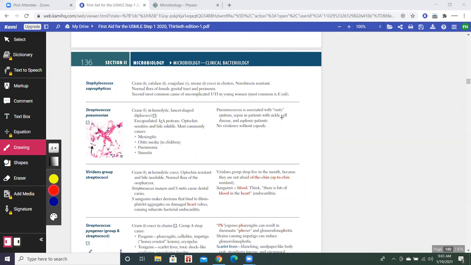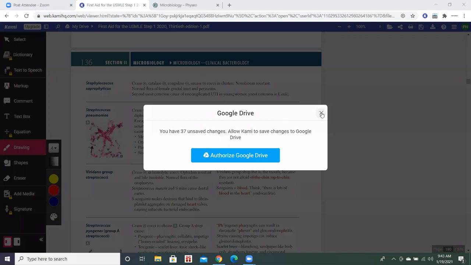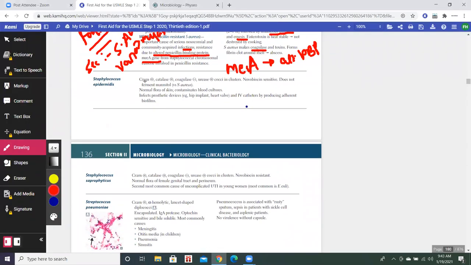Gram-positive cocci, which is catalase positive, and coagulase negative, and novobiocin sensitive. Okay, so it's a gram-positive cocci, catalase positive, coagulase negative, urease positive, cocci in clusters, and novobiocin sensitive. So this is how they will identify this one. They are present in the normal flora of the skin, and they can contaminate the blood culture. They do not ferment mannitol. Staph aureus will ferment mannitol, but they will not. This is actually not that high yield, so don't worry about this. They do not use this one to identify the organism.